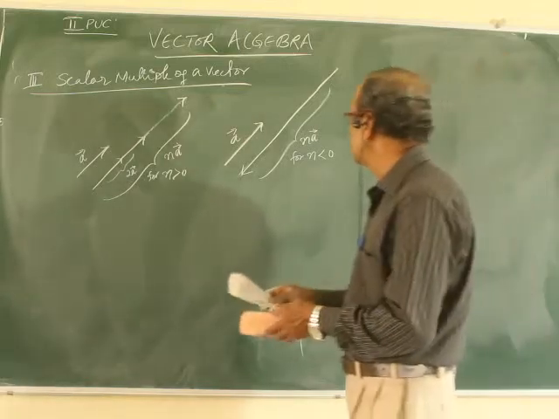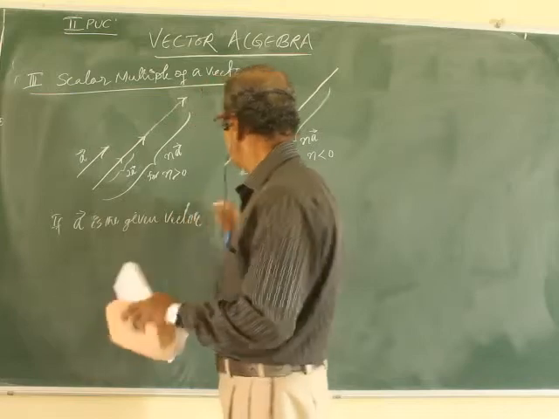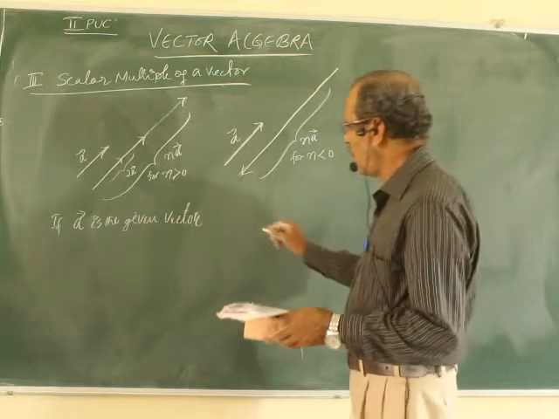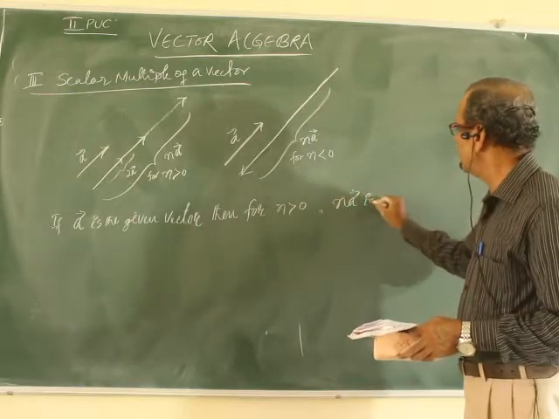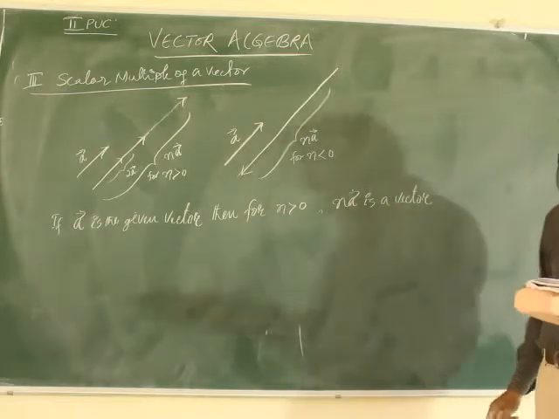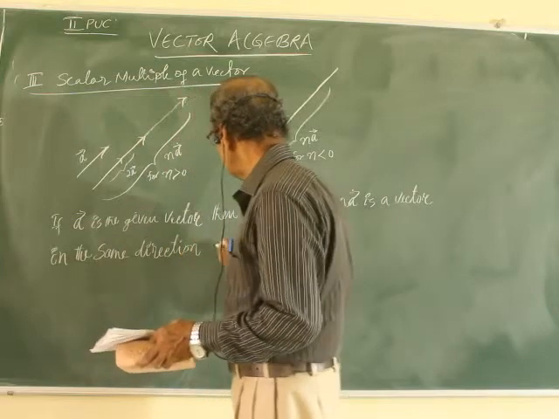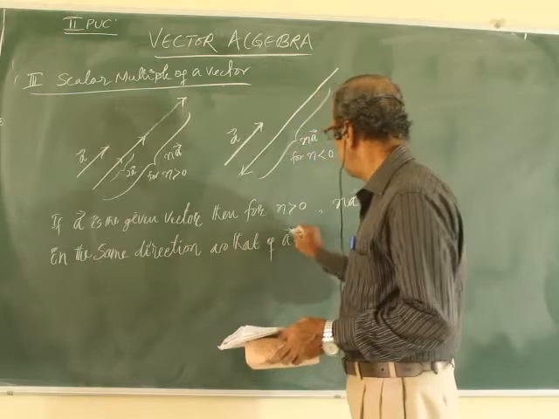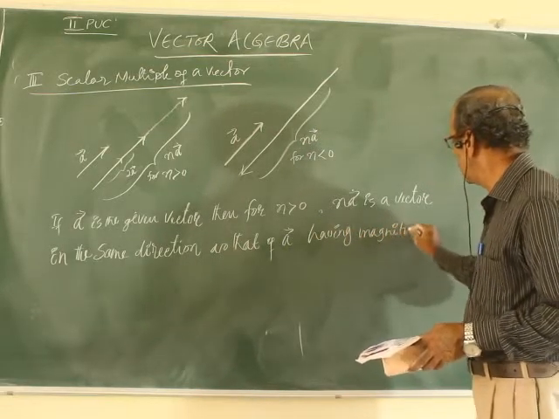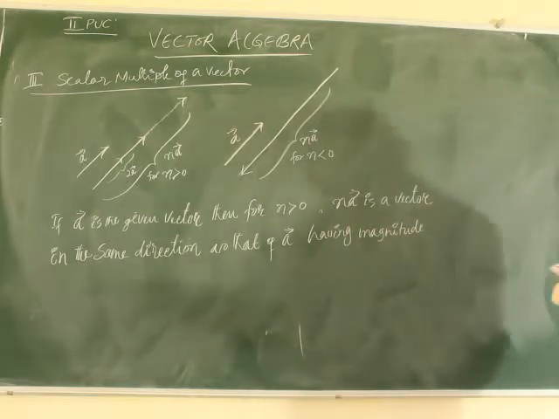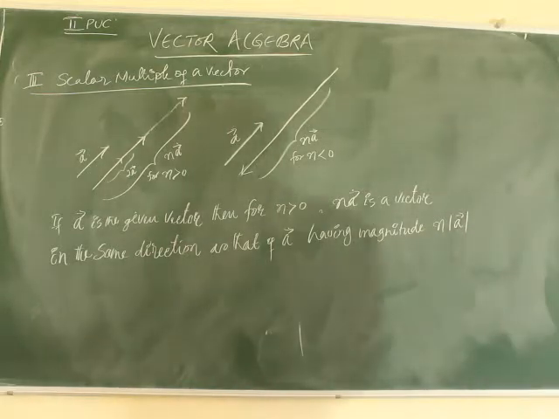Scalar multiple of the vector. If A is the given vector, then for n greater than 0, n into A is a vector in the same direction as that of A, having magnitude n into magnitude of the vector A, n times the magnitude of the vector A.